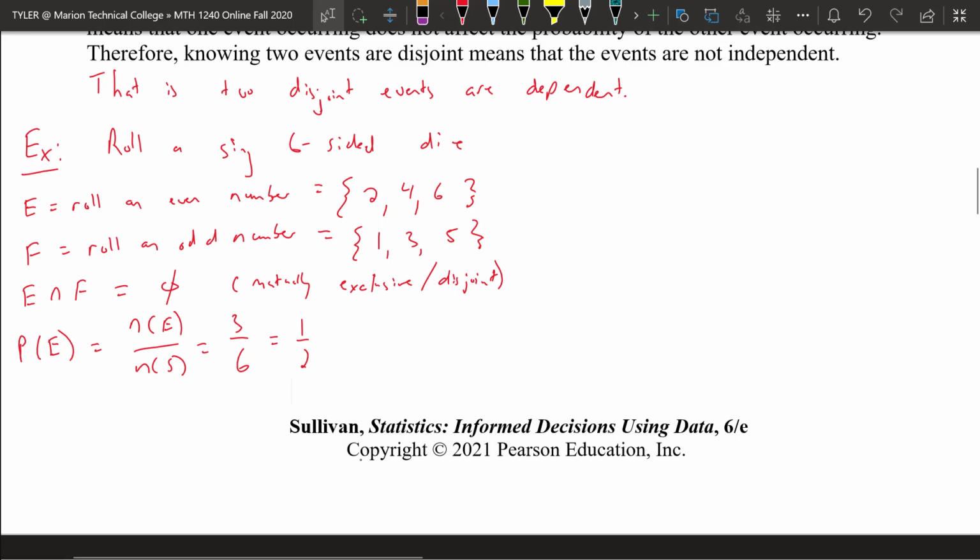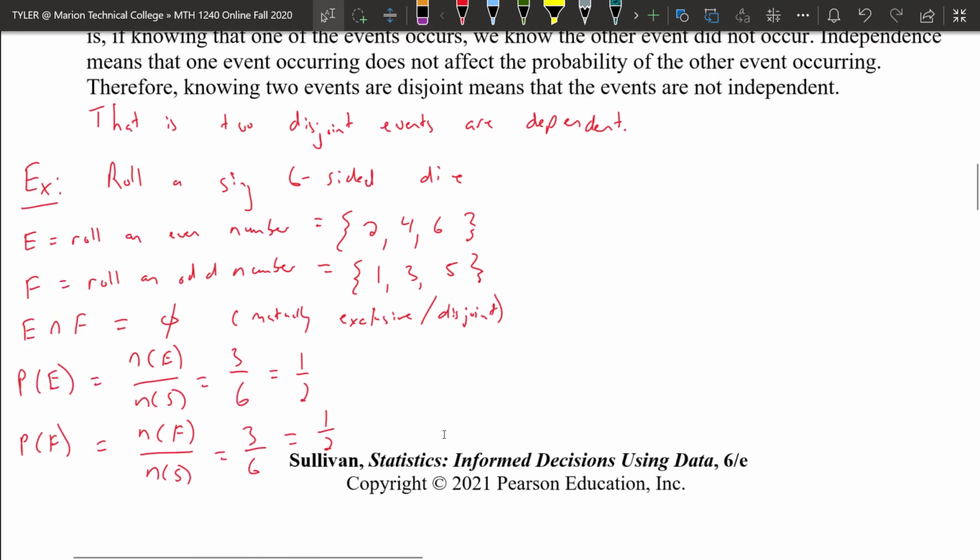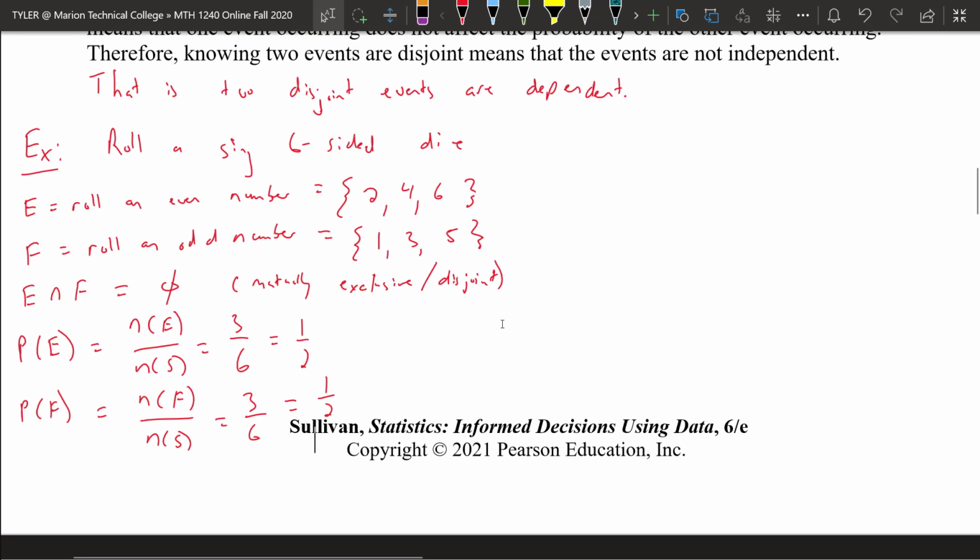Similarly, if we calculate the probability of F, this would equal the number of ways that F can occur divided by the number of possible outcomes. So same reason, it would be 3 out of 6, right? There's 3 numbers in set F, and the sample space would be 1 through 6, so there's 6 options. So this can reduce down. This is equal to 1/2. So what we have is that E and F are mutually exclusive or disjoint.